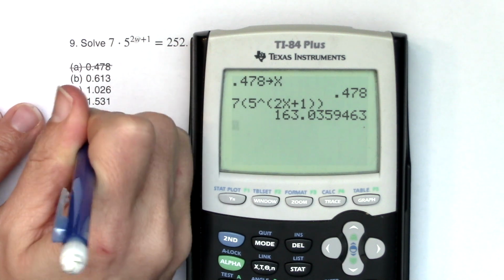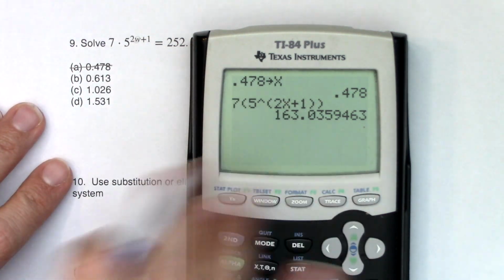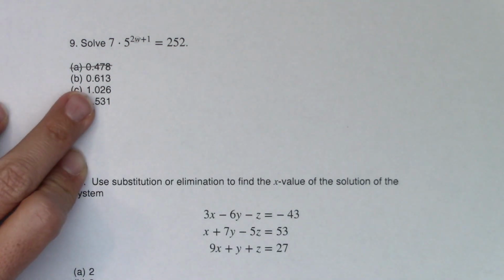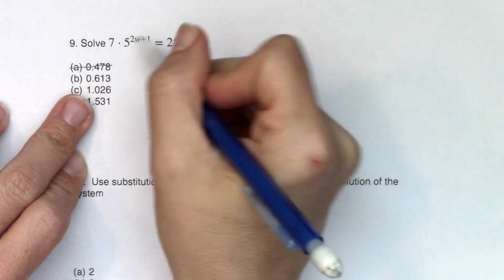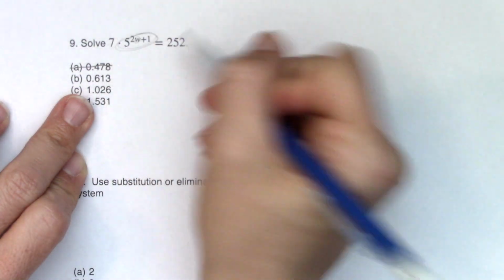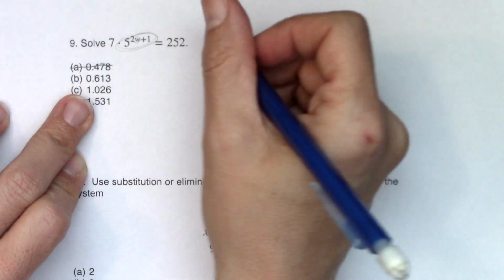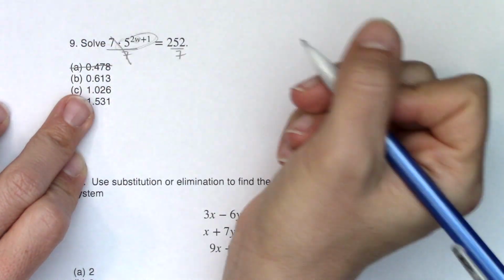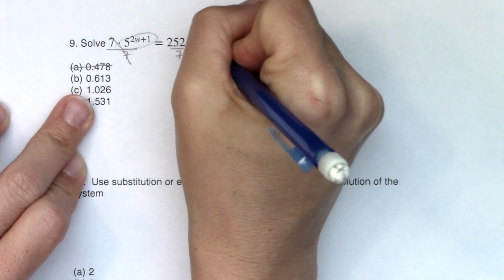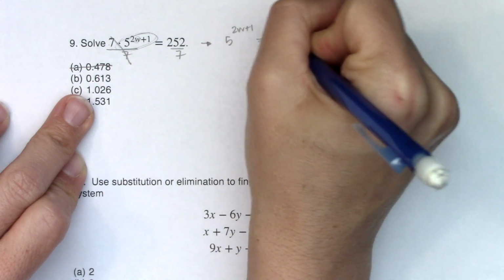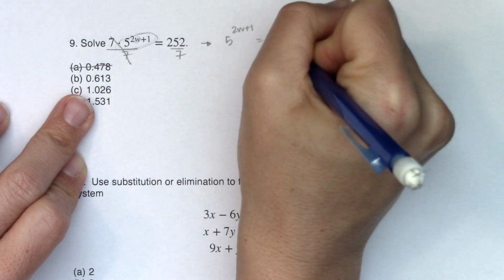All right, and you can go through these and find the answer, but I also just want to do it the forward way so that you could see how to do this if this had been a free response question. So if my variable is up in an exponent, what I want to do is isolate this exponential term. So I'm going to start by dividing both sides by 7, so those 7's cancel out. So my next step would be 5 to the 2w plus 1 is equal to 252 over 7.